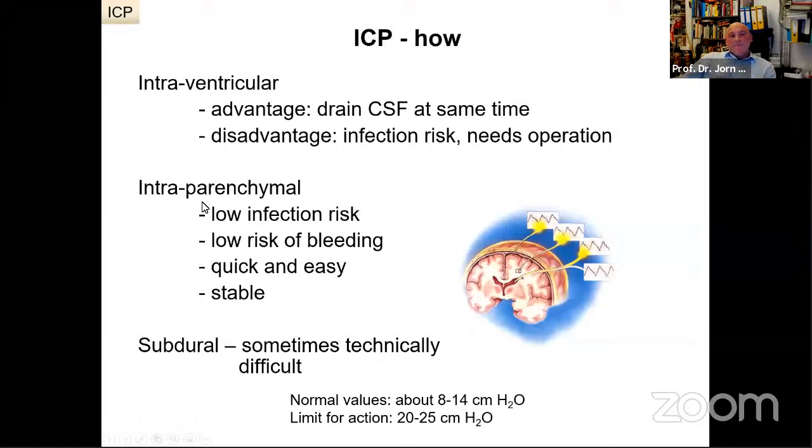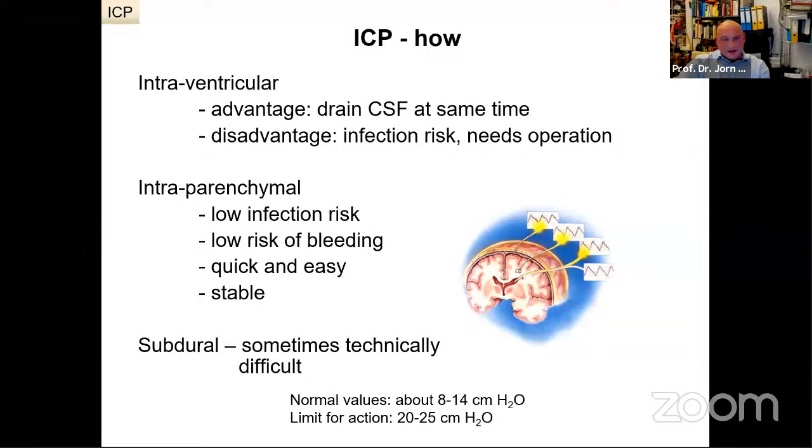The second way of measuring the ICP would be the intraparenchymal measurement, where you actually insert some probe into the brain parenchyma and do the measurement constantly with this probe. This kind of measurement has the benefit that the infection risk is relatively low. You have a relatively low risk of bleeding. It's done quickly, and the measurements are relatively stable. There is another way of measuring the ICP, the intracranial pressure. That's the subdural measurement. That can sometimes be technically difficult, but if you know how to do that, it's also a valuable method to be adopted.